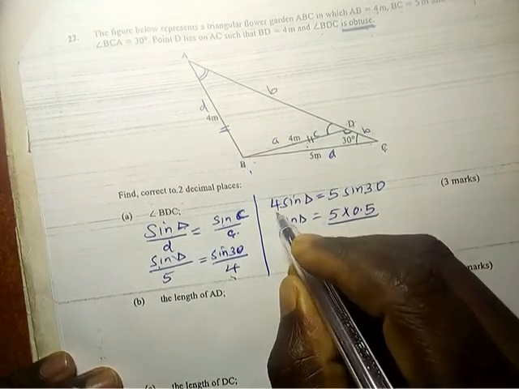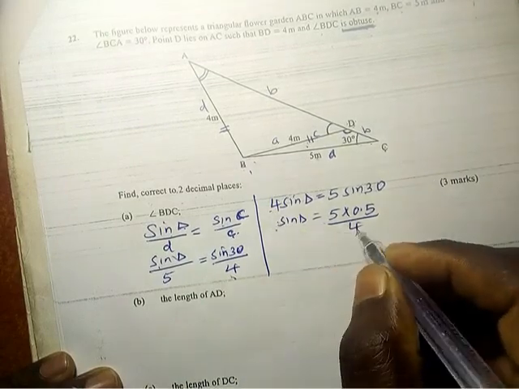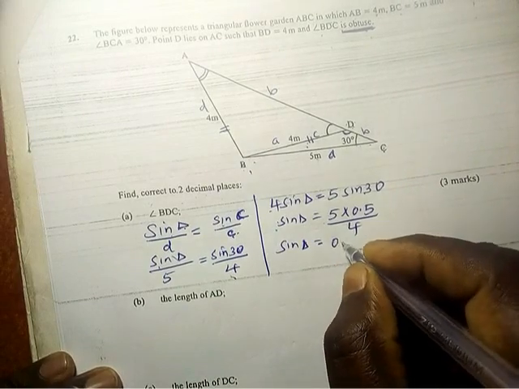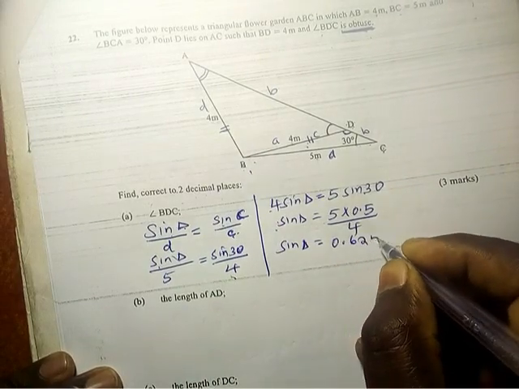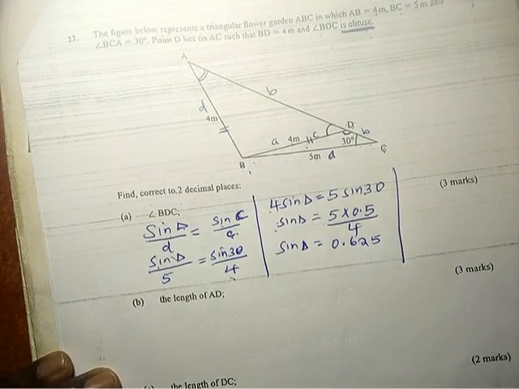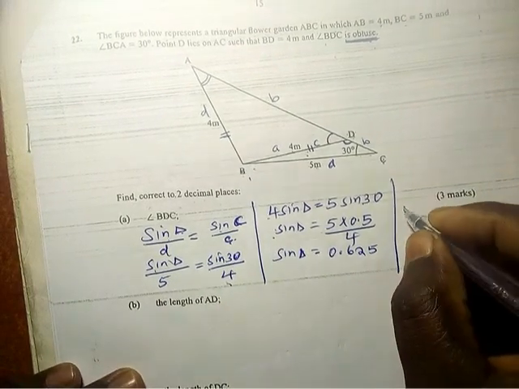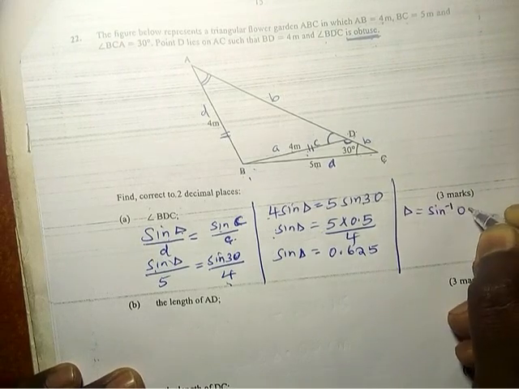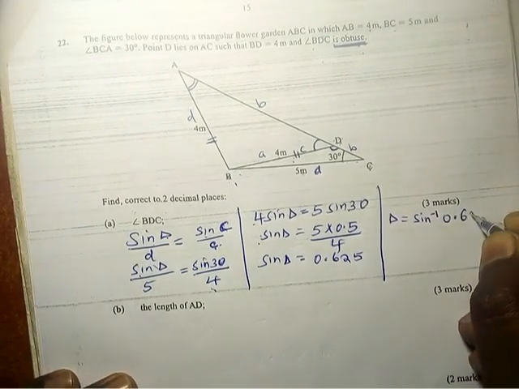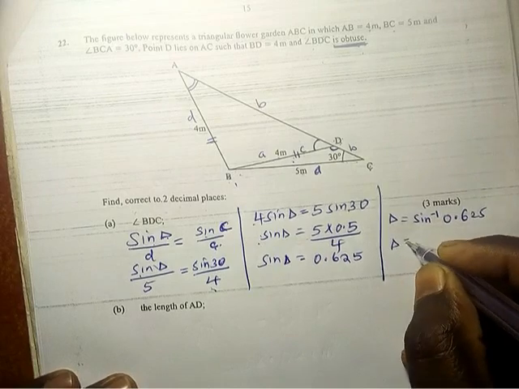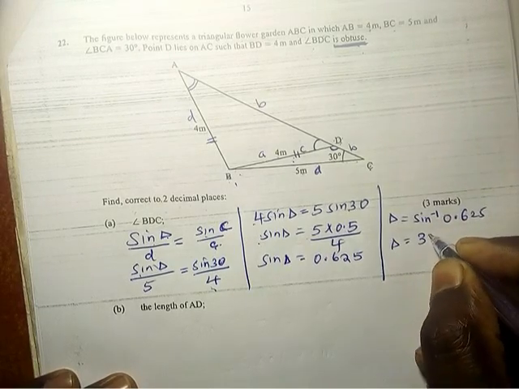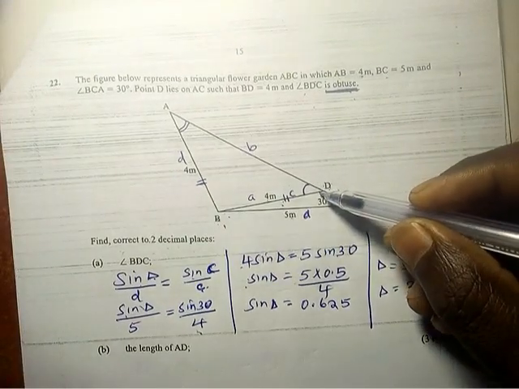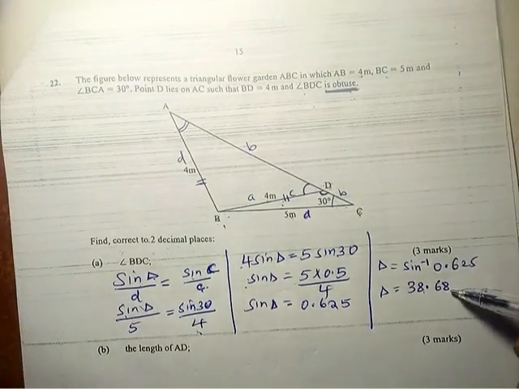Divided by, so we divide by 4. So sine D is equal to 0.625. So what we want is D and not sine. So D equals sine inverse 0.625. So D gives us 38.68. So the angle D here would be 38.68.